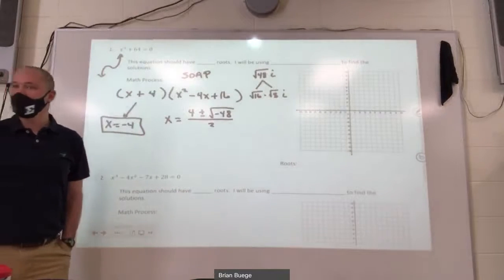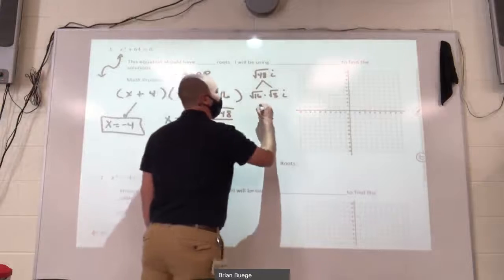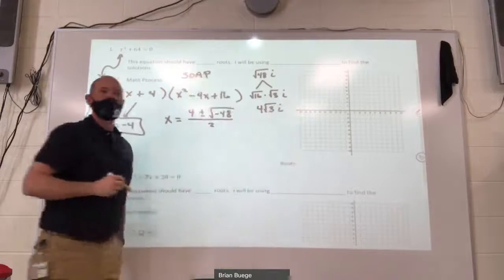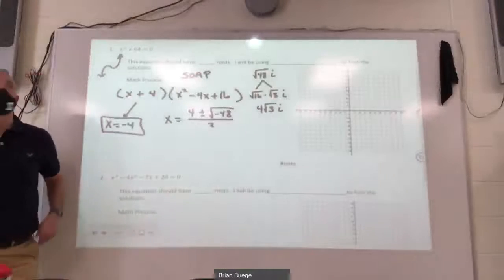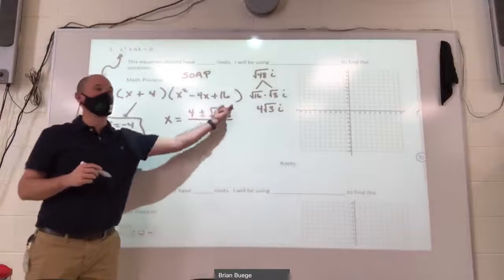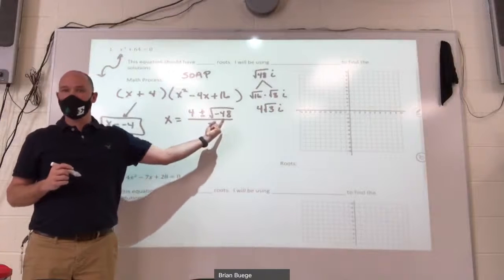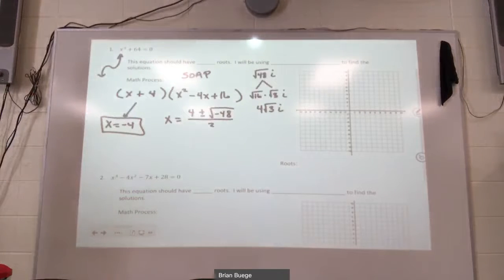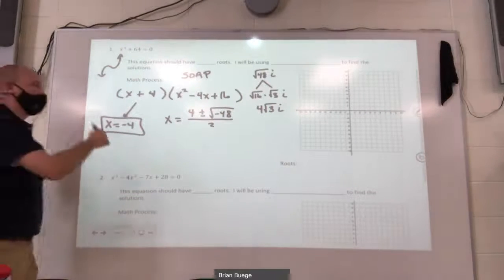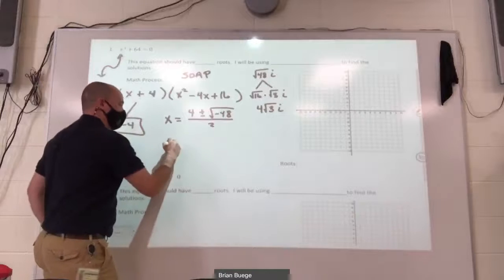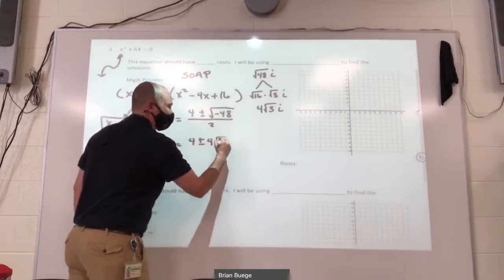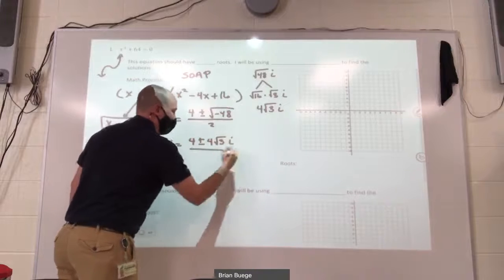Well, the square root of 16 is 4. So the reduced version is 4 square root of 3i. That's the reduced version of the square root of negative 48. Negative comes out as an i, and then reduce the square root. So now I'm going to substitute that back in and finish this. We have 4 plus or minus 4 square root of 3i all over 2.